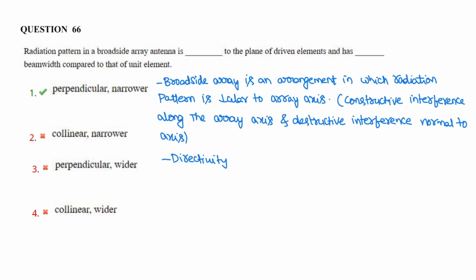The radiation pattern in a broadside antenna array is dash of the plane of driven element and has beam width dash compared to that of unit element. The broadside array is an arrangement in which the radiation pattern is perpendicular to the array axis. So that is constructive interference along the array axis and destructive interference normal to the axis. So broadside array, the radiation pattern is perpendicular to the axis. So that's the first point.